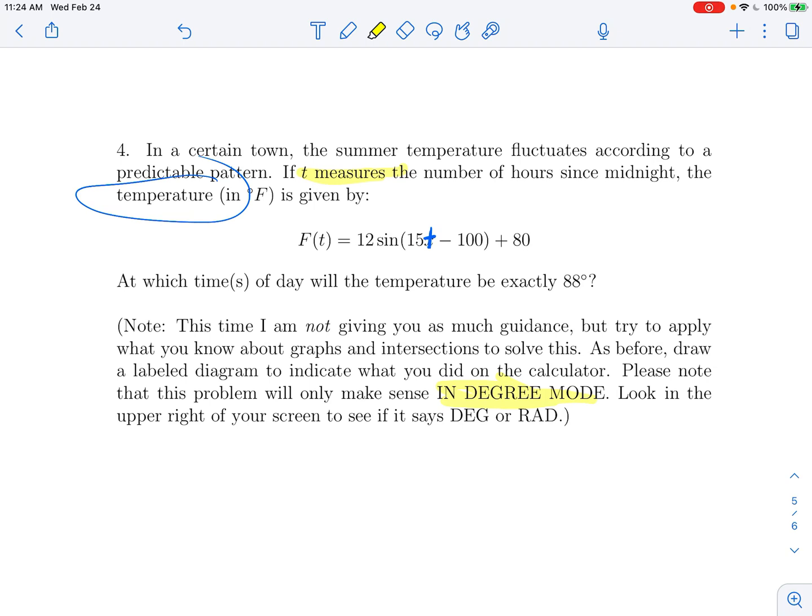Okay, what window makes sense here? So time here is measuring hours, x is measuring time in hours since midnight. So temperature fluctuates over the course of a 24-hour period. So if I go to my window menu, x is basically time. A full day would be 24 hours. Y is measuring the temperature.